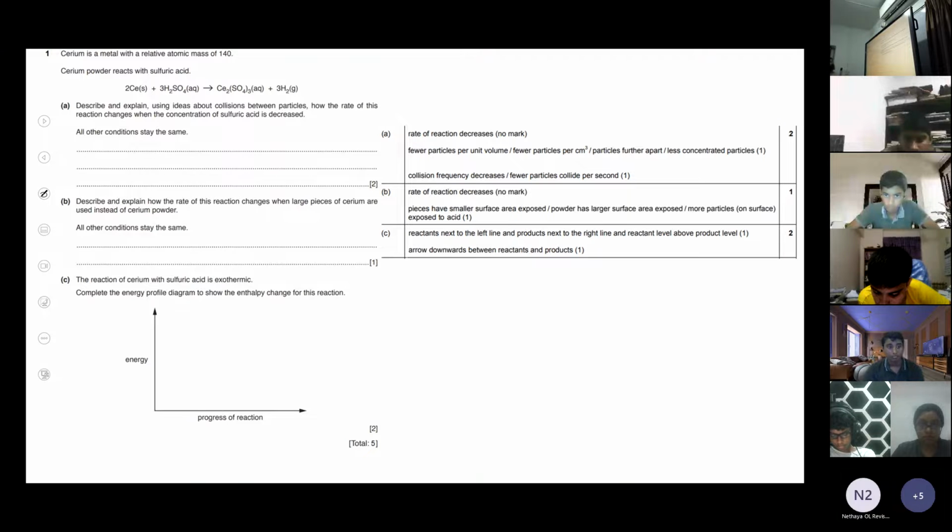Describe and explain how the rate of this reaction changes when large pieces are used, with all other conditions staying the same. The rate will decrease, because when the particles are larger, the surface area is less.